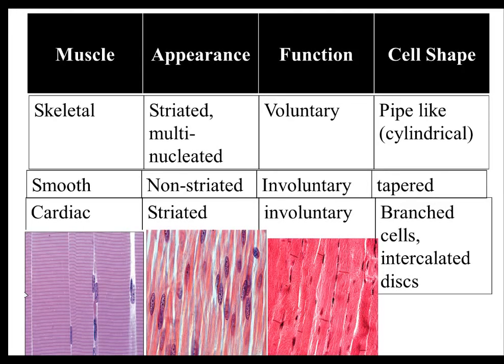Cardiac muscle cells are unique because they are branched, so they almost look like tree branches. If you look real closely, you can see that this is one cardiac muscle cell, and then it splits. And then we have these really dark lines called intercalated discs, which are specialized junctions that we will discuss in detail at the end of the chapter.